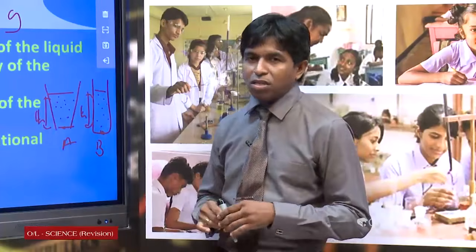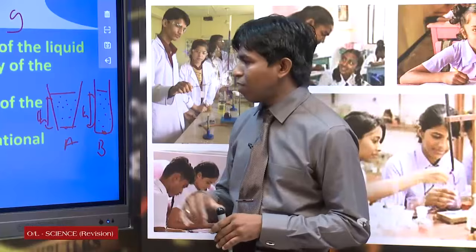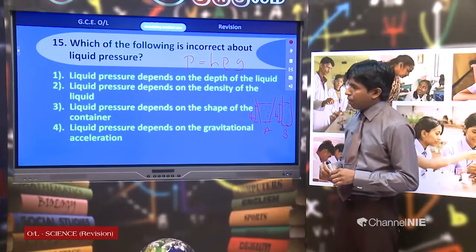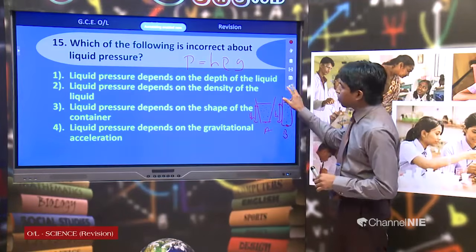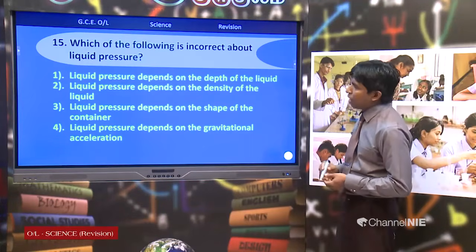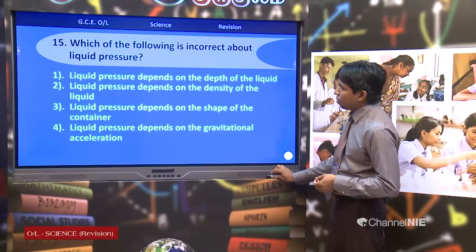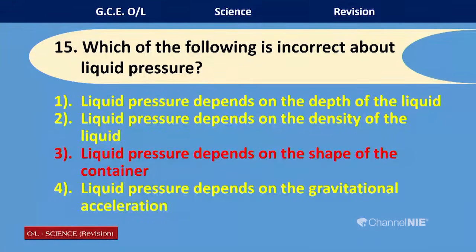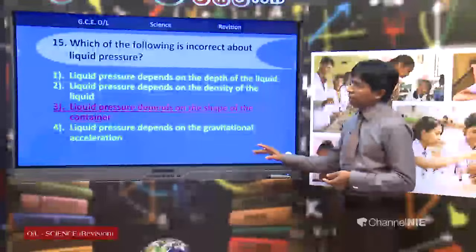But anyway, G is constant on the earth, therefore, basically it depends on the depth of the liquid and density of the liquid. So, the answer for question number 15, the incorrect statement, is the third. Liquid pressure depends on the shape of the container, that is the incorrect one. All the other 3 are correct. Let us move on to question number 16.